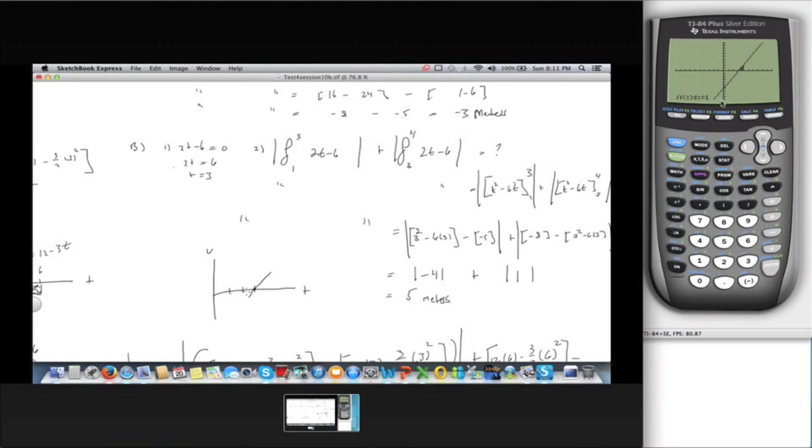I need to draw a graph. Okay, so we cross the t-axis at 3. 1, 2, 3. And our slope is positive. And we started at 1. We ended at 4.